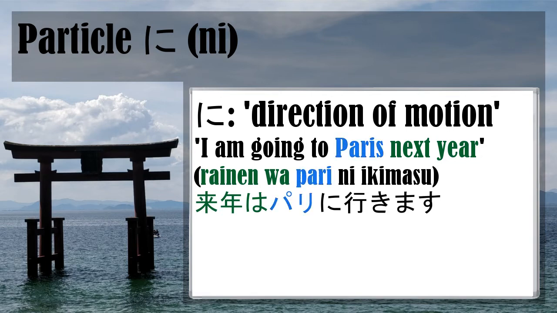Ni is the particle that we're learning right now, and it means the direction of motion, or the location you're going to. And then ikimasu is just the masu form of the verb iku, which means to go.